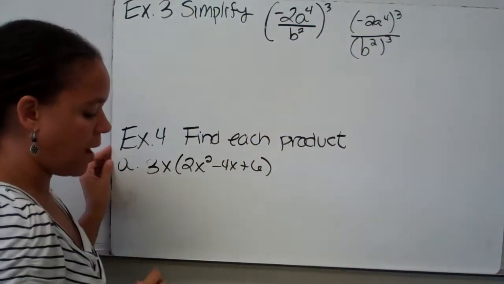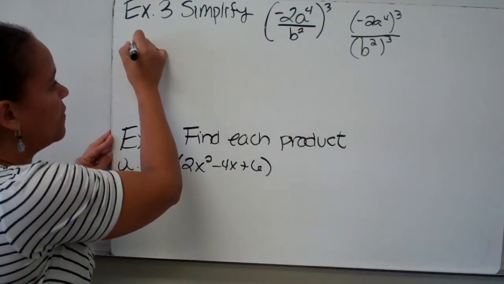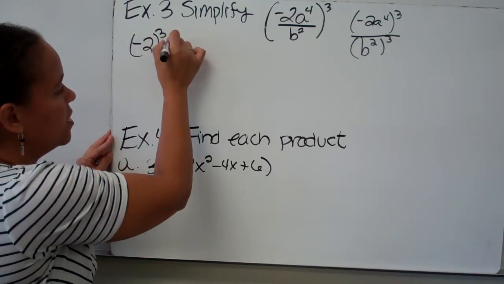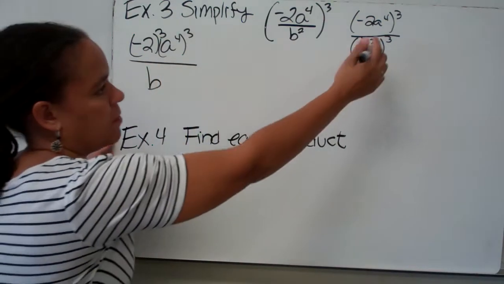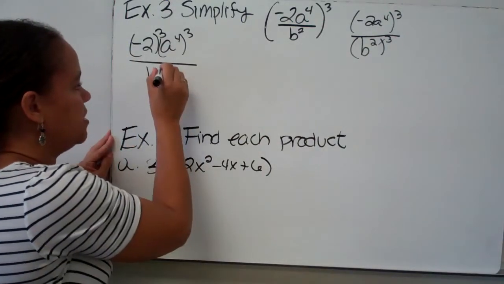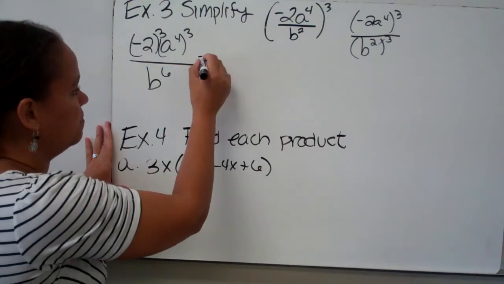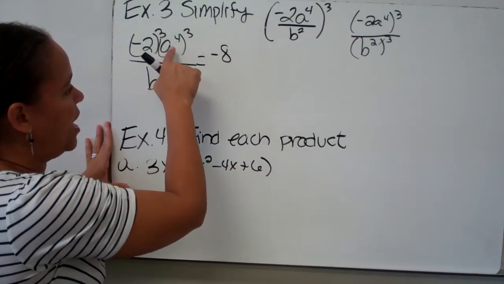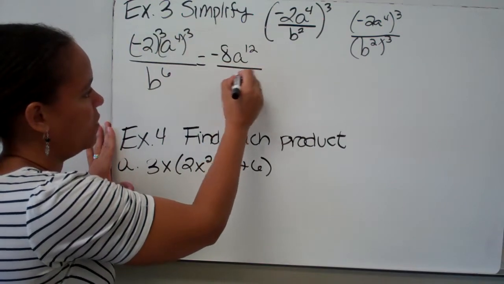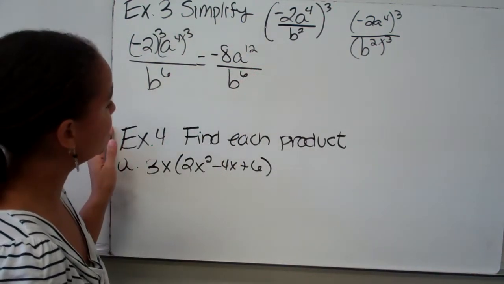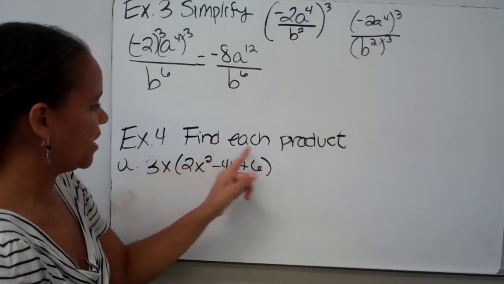So let's simplify the top part first. Every single piece of this needs to be cubed. So we would have (-2)^3 and (a^4)^3 over b to the power to a power. You multiply, so that's b to the 6th. And here we're going to have -2 times -2 times -2, which is going to be -8. And then a to the 4th to the 3rd, that turns into multiplication. So that's a to the 12th, all over b to the 6th. Now does it look simplified? Absolutely.